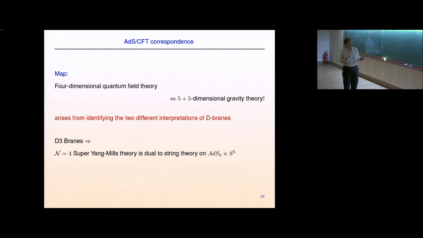Okay, and now if we take these D3-branes, then this open string theory will be precisely this N=4 super Yang-Mills theory, which I was talking about before. According to my definition of duality, which I gave at the very beginning, this will be dual to a string theory on the space AdS5 times S5. So this is all a motivation for the AdS/CFT correspondence.